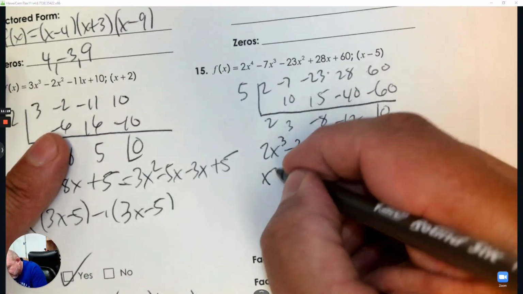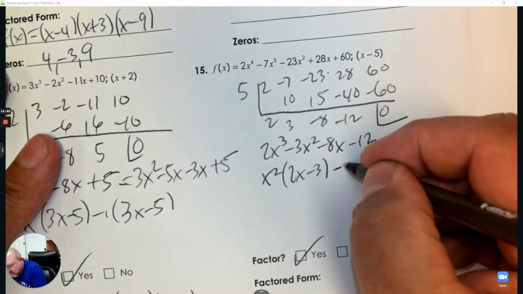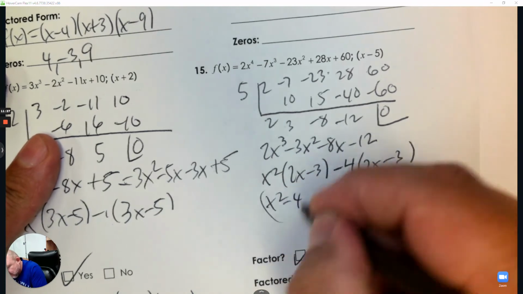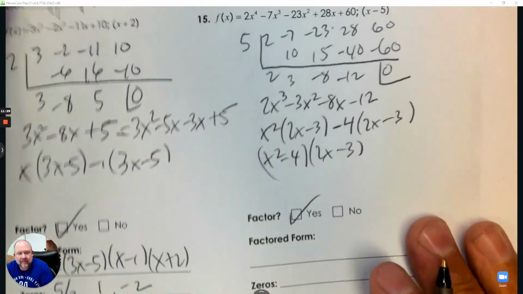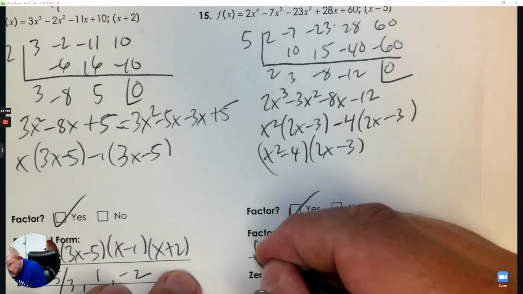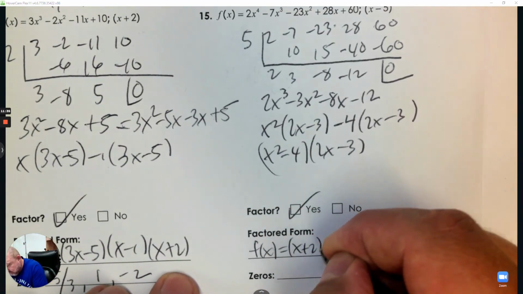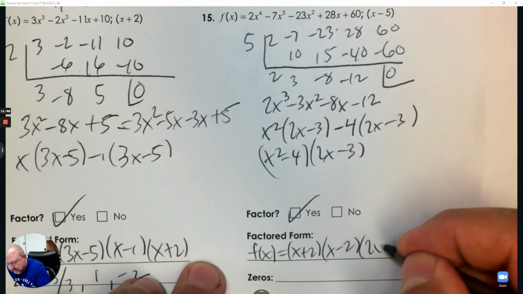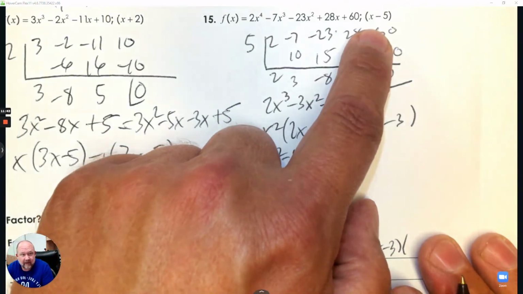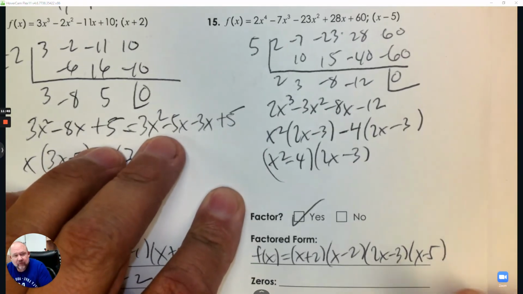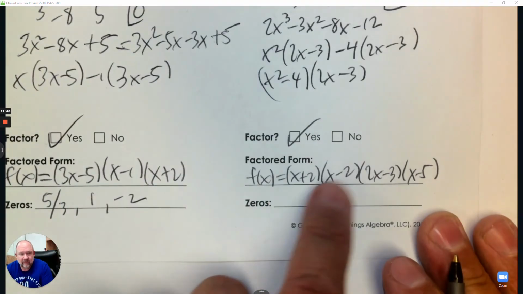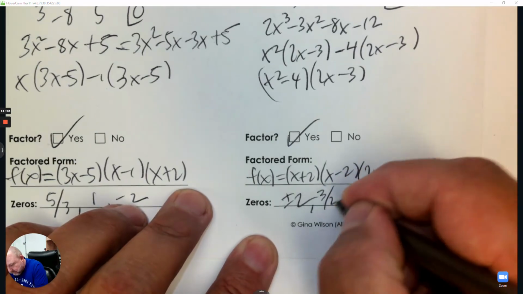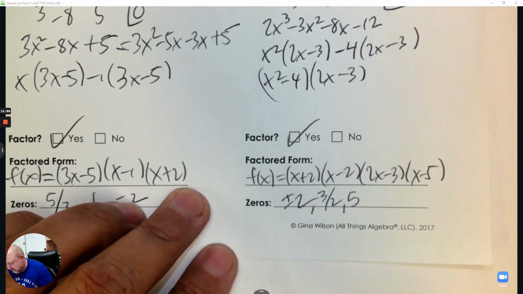I'm going to factor out an x squared, 2x minus 3. I'm going to factor out a negative 4. That's 2x minus 3. That gives me x minus 4, 2x minus 3. I know this is a difference of squares, so I'm going to write it in factored form. So that's x plus 2, x minus 2. That's the difference of squares, 2x minus 3. And then the first factor that I started with in the question, x minus 5. And now it's fully factored. And each factor has a 0 here. So we have positive and negative 2, positive 3 over 2, and positive 5.